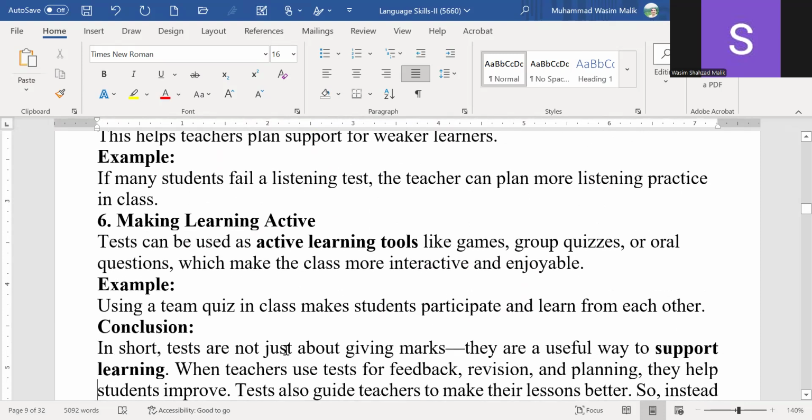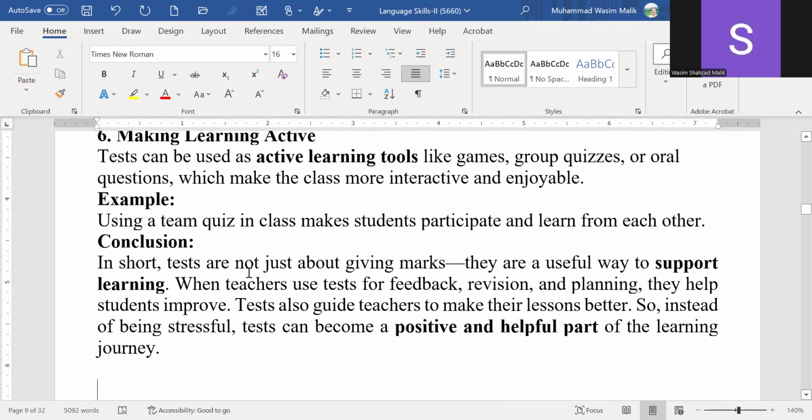We conclude that topic. In short, tests are not just about giving marks, they are a useful way to support learning. When teachers use tests for feedback, revision, and planning, they help students improve. Tests also guide teachers to make their lessons better. So instead of being stressful, tests can become a positive and helpful part of the learning journey.